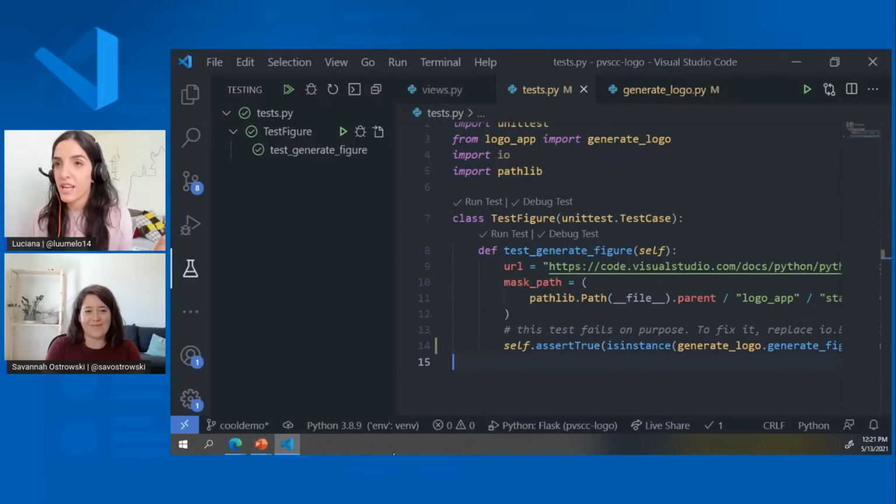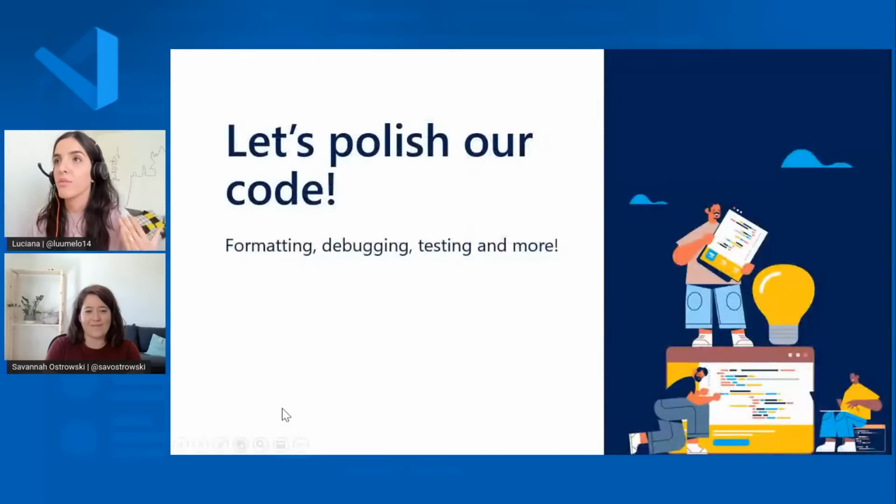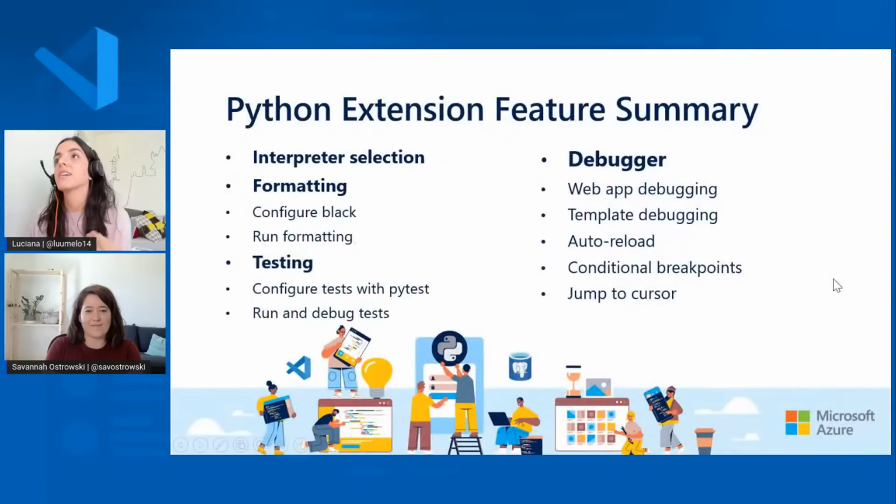And these are the main features that I want to show you from the Python extension. I'm going to go back to the deck. And just a reminder, this is what we covered. You saw how you can change the interpreter on your workspace. You saw how you can format your code, use the debugger, and a lot of cool debugger features that we have here. And we also saw how you can configure your tests.